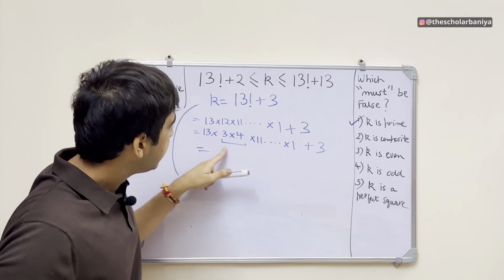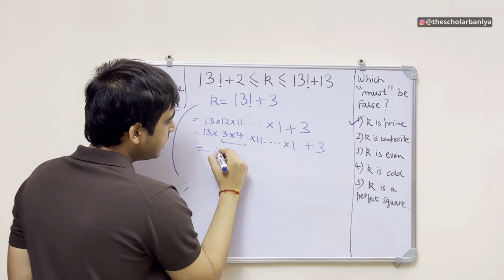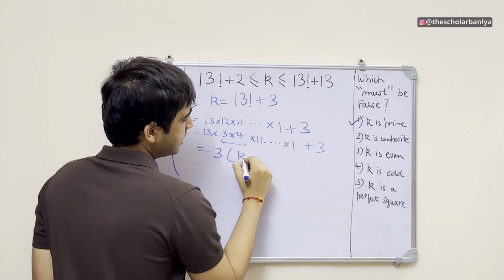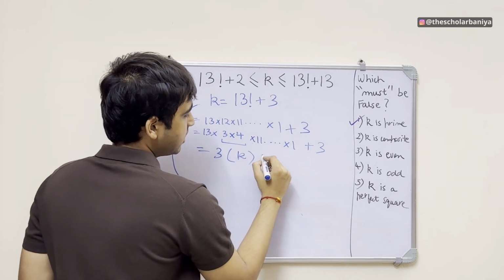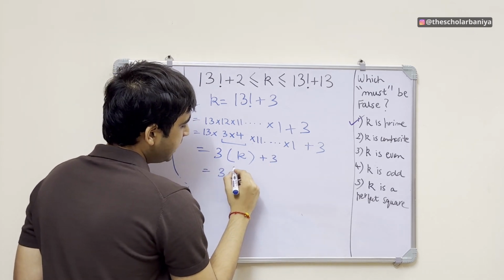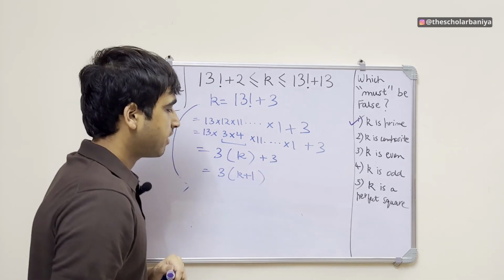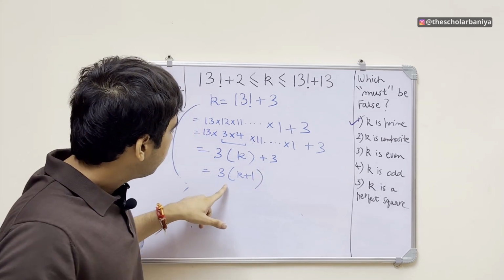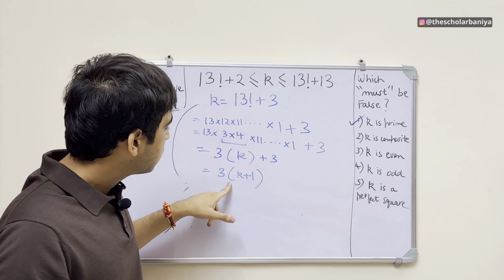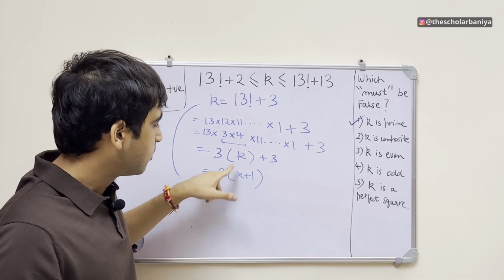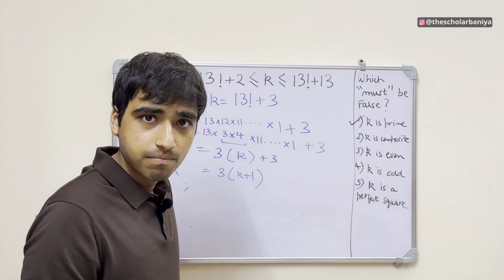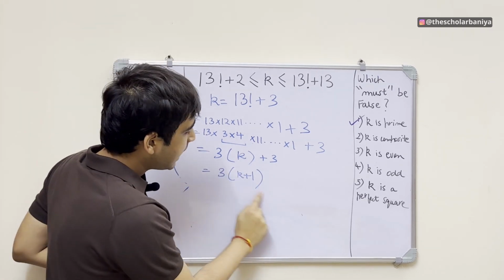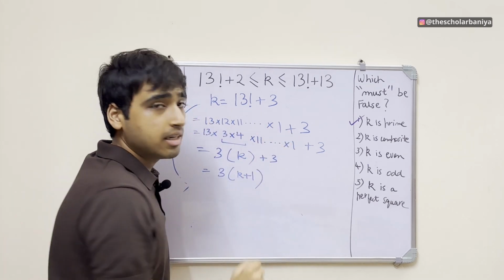Now again I take 3 common from here. If I take 3 common, I will get 13 into 4 into this something. Let's suppose it's some number k again, and this is plus 3. So now this becomes 3 times (k plus 1), which means that this number is a multiple of 3. 3 times (k plus 1) means that this number is a multiple of 3.